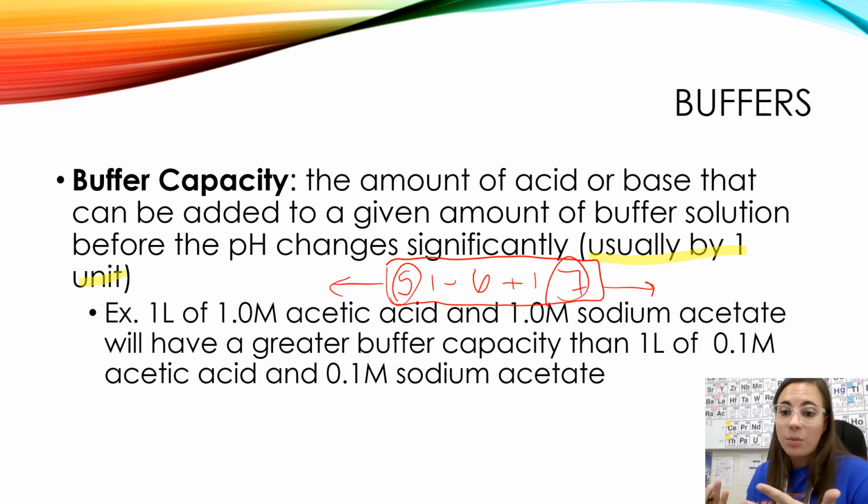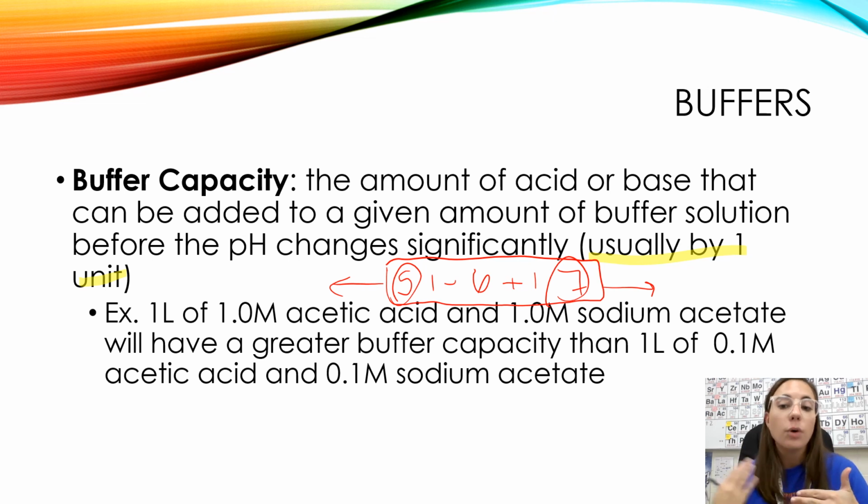So for example, if I had 1 liter of 1 molar acetic acid and 1 molar sodium acetate, that's going to have a greater buffer capacity than 1 liter of 0.1 molar acetic acid and 0.1 molar sodium acetate. Because in the 1 molar example, we have 10 times the moles of the acid and the base, and so it could withstand greater additions than the one that had 10 times less. Okay, so buffers do have a certain capacity, and eventually they will stop working.